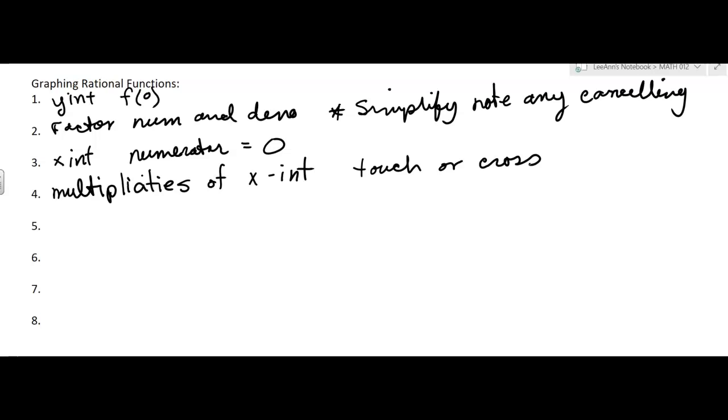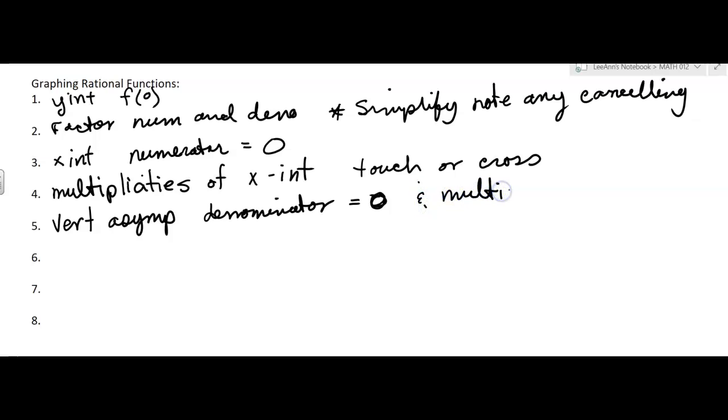Okay, then we're going to find the vertical asymptotes. And how do you do that? You look at the denominator. So set the denominator equal to 0. And then that'll tell you the vertical asymptotes. Now, you also want to note the multiplicity at those vertical asymptotes. So I'm going to try to explain it here briefly.